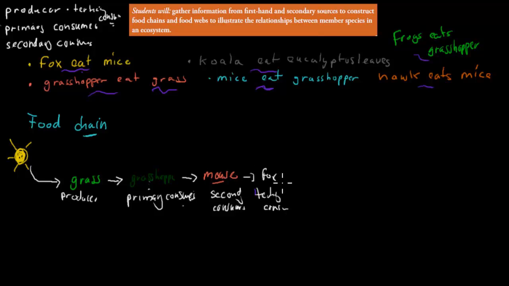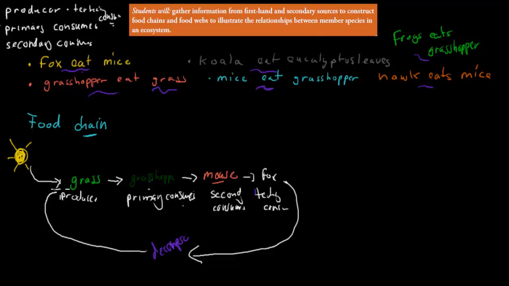And then the fox could be decomposed by decomposers. So there could still be another one. Not all food chains have a decomposer at the end of it. But you could say the decomposer decomposes them, and then the energy and the nutrients are returned, and the cycle continues. But you also should remember that there's always energy lost.